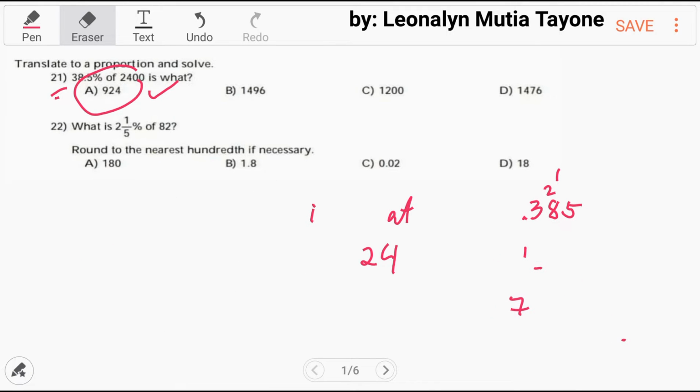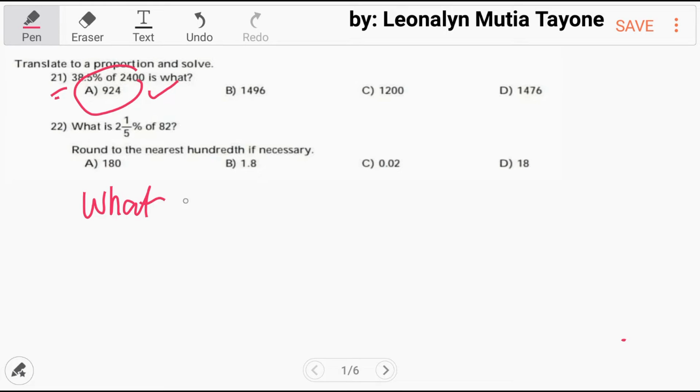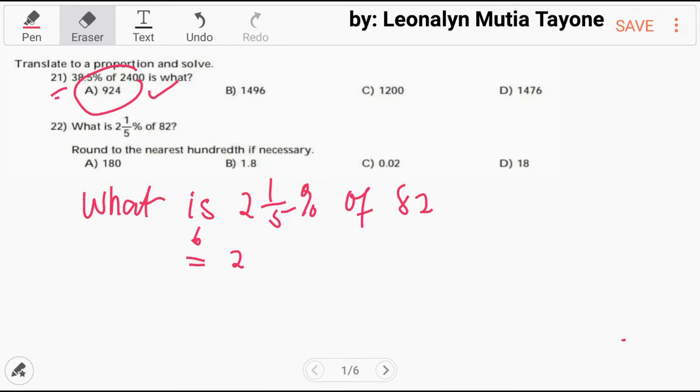Erase ulit natin ito para may space tayo. What is 2 and 1/5% of 82? Ang is equals yan siya. Itong 2 and 1/5. 2 and 1/5%. You can just 1/5. Bakit 1/2 yung sinulat ko?